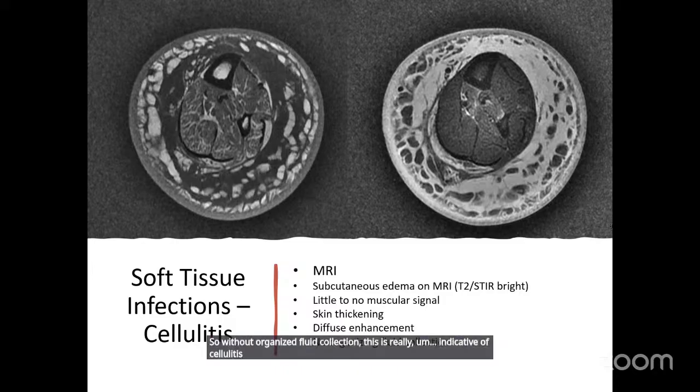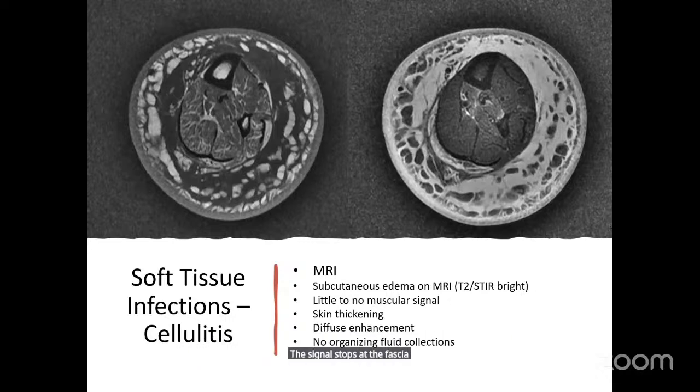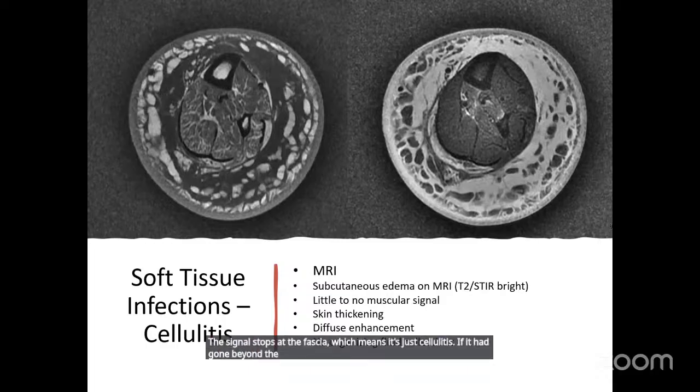And this is a contrasted image, and you can see all these areas are enhancing because it's all very inflamed and infected. There's the skin thickening here. One thing to notice though is that the signal stops at the fascia, which means it's just cellulitis. If it had gone beyond the fascia or there were any organized fluid collections, you'd have something more like a myositis, or if there was signal in the bone, moving into some areas of bone infection. But this is what cellulitis looks like. It spares the muscles, but all of the subcutaneous fat is involved.